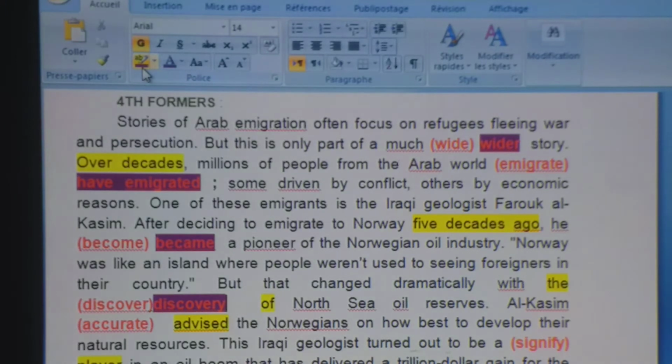Of North Sea oil reserves, Al-Qasim accurate advised the Norwegians on how best to develop their natural resources. So what do I have here? I have the verb, which is advised. The question here: can I do without accurate? Can I get rid of it? Let me read: Al-Qasim advised the Norwegians. It's possible, so I can omit it. It's not important in the sentence. So I understand that this word just modifies the verb maybe, so I can get rid of it.